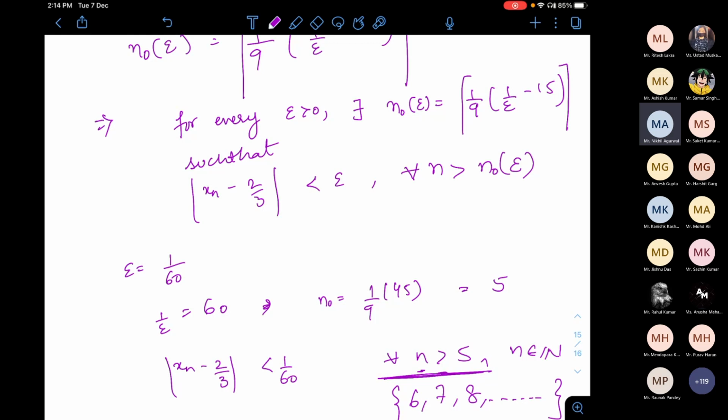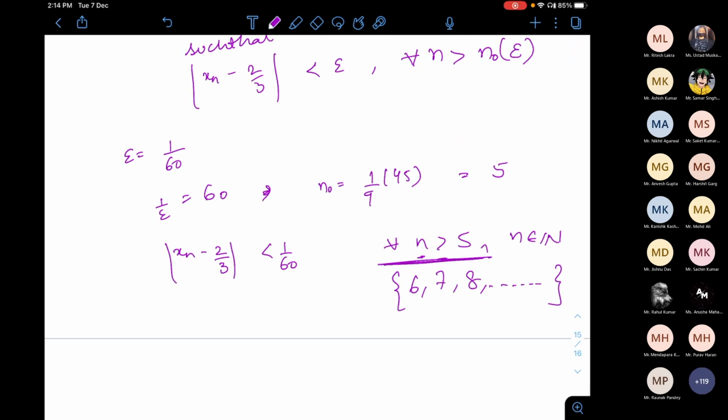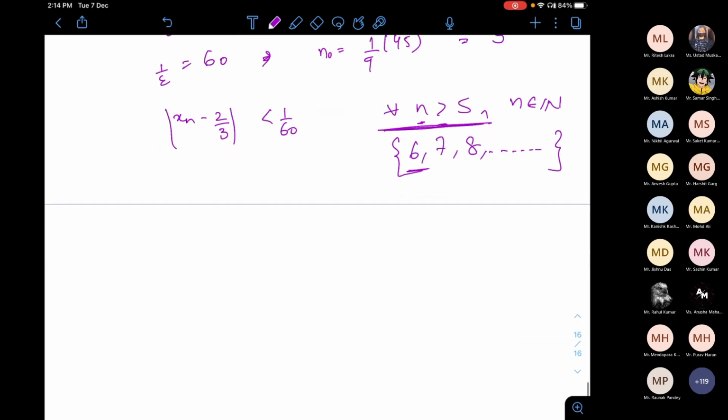Ma'am, in the case where we took epsilon as 1 by 60, and if they ask the least value, then should we write 5 or 6? 5. Automatically by writing 5, you are getting 6. Okay, ma'am. Okay. So there are a few questions about if the sequence converges to two numbers.